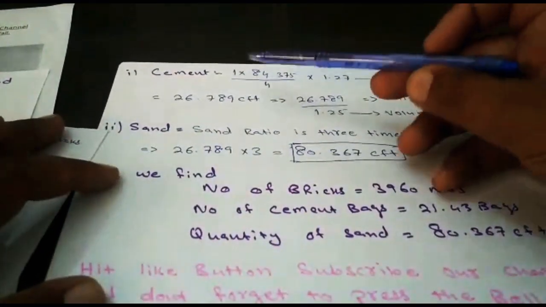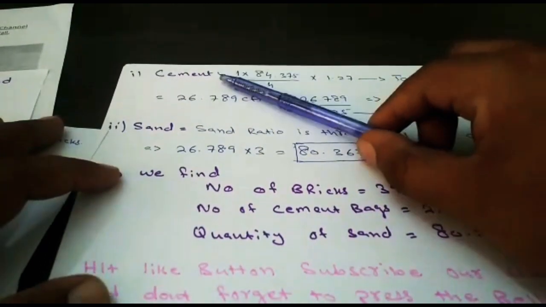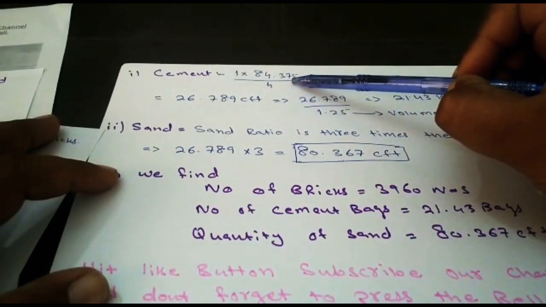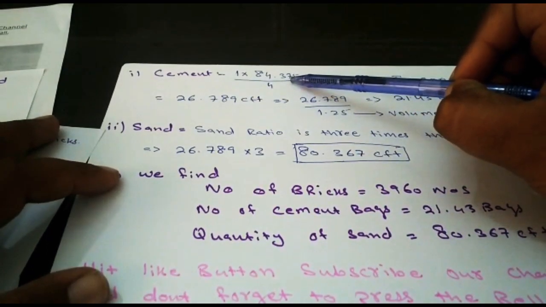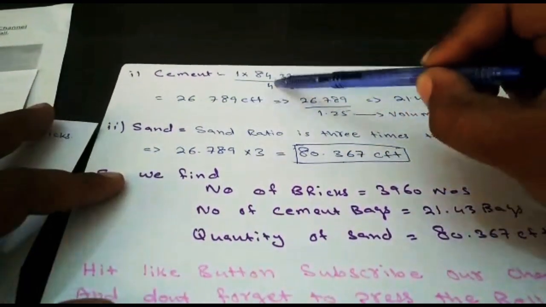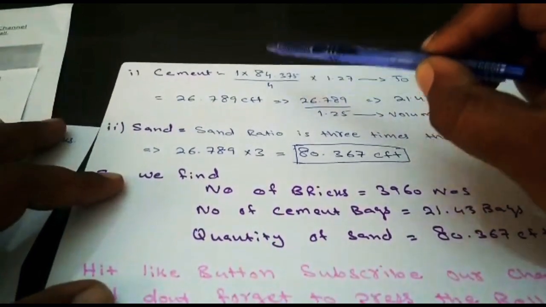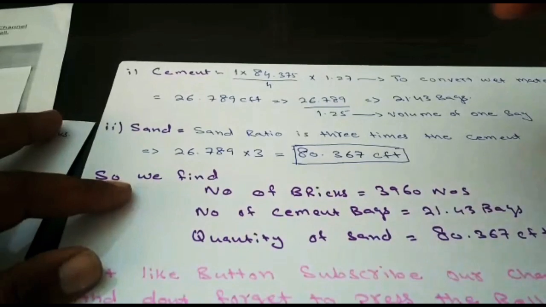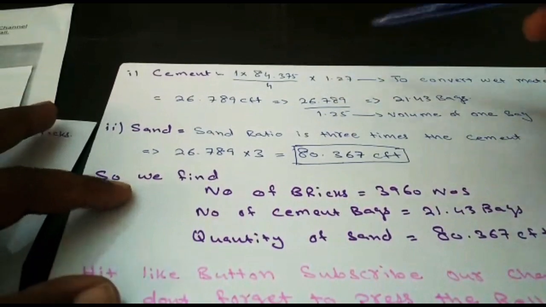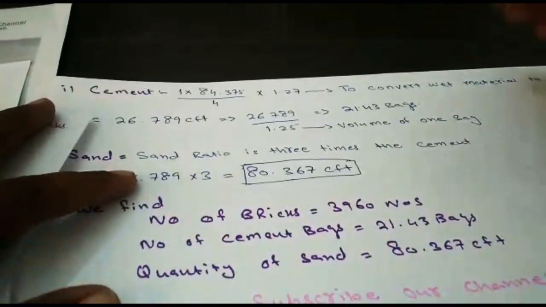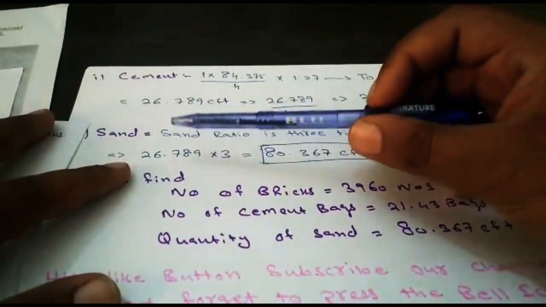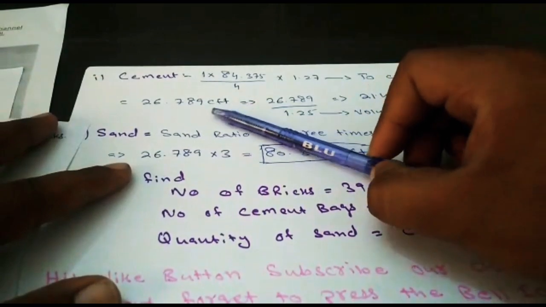So look here. To find cement, cement is 1 into 84.375, the wet material quantity, divided by 4. If we have wet material quantity, you know that wet material quantity should be converted into dry material. So to convert into dry material, we will multiply it by 1.27. After all this calculation, here we get 26.789 CFT.